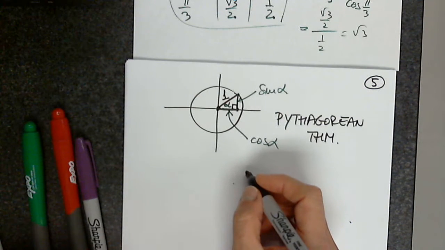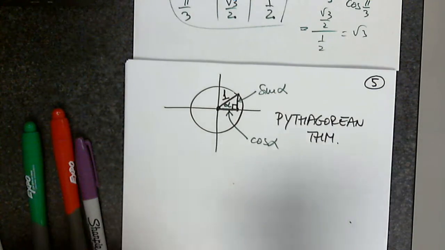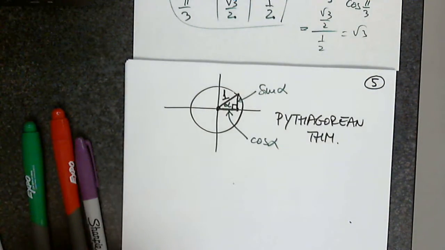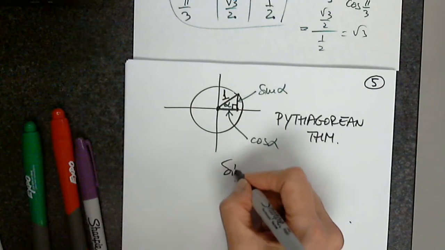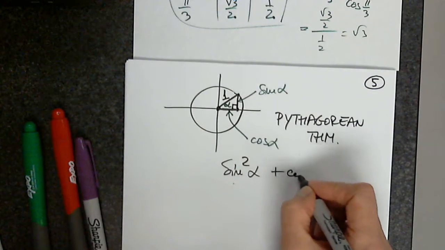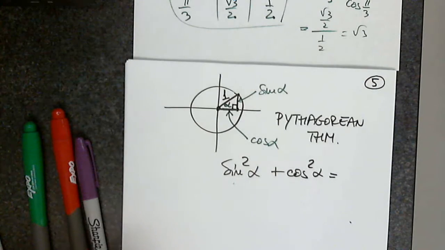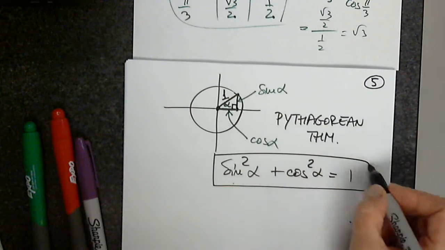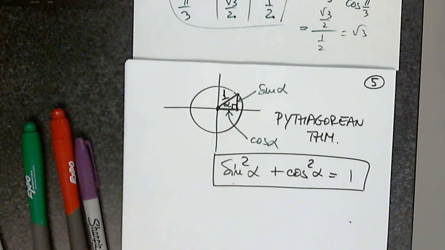We don't have any angle. The angle is alpha. We don't know how much it is. Cosine alpha squared plus sine of alpha squared. Very good. Sine alpha squared plus cosine alpha squared. If we say sine squared of alpha and cosine squared of alpha equals 1. That's it. This is one of the most important trig identities.